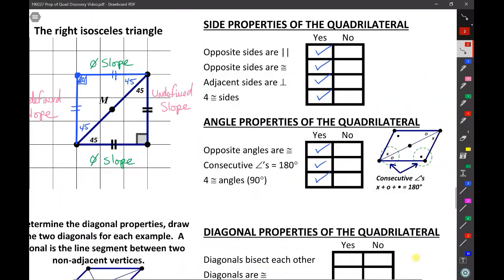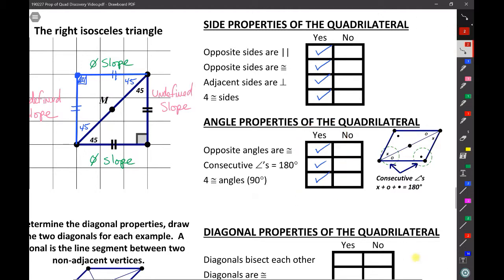All right, so again, we have the full yes column checked here on our angle relationships. So our angle properties, all of our opposite angles are congruent. Our consecutive angles add up to 180 degrees. Of course, they would, because we have 4 congruent 90-degree angles in each of the shapes over there. So yes, all of our angle properties come into play here.